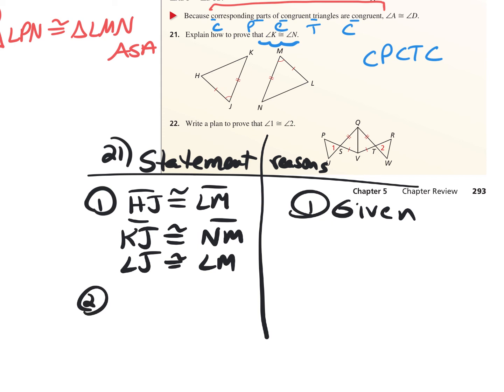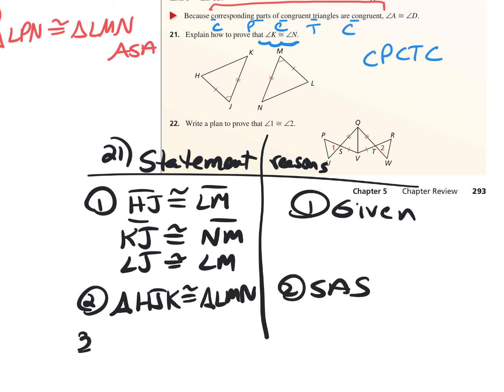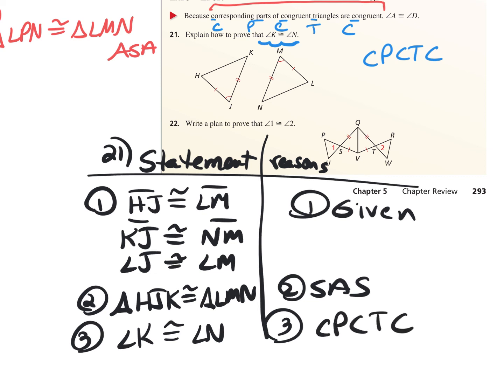So I'm going to go ahead and state the 2 triangles that are congruent. So triangle HJK is congruent to triangle LMN, and that reason is side angle side. And now to go back and show that angle K is congruent to angle N, because the triangles are congruent, now any other piece that doesn't have a congruency mark is also congruent, and that reason is CPCTC.